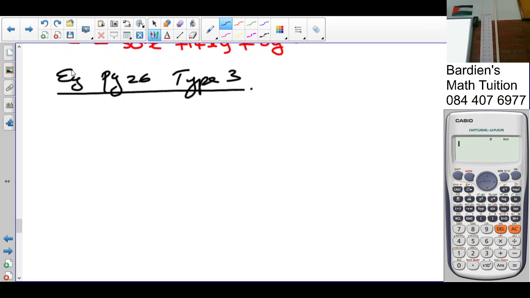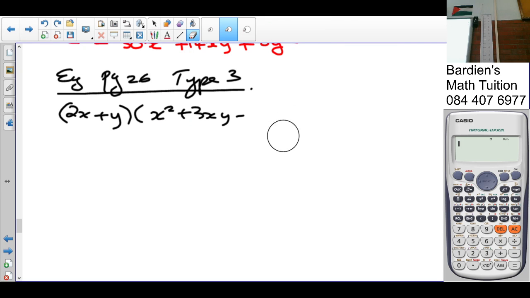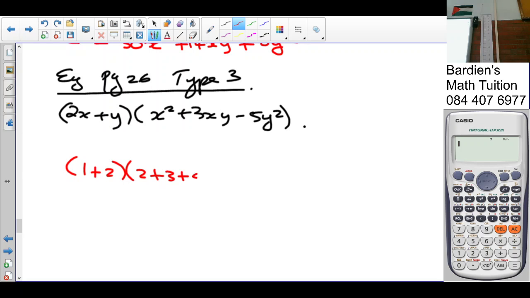Right, so the question again says simplify. And we've got 2x plus y must be multiplied by x squared plus 3xy minus 5y squared. So again, just taking you one step back. If I have 1 plus 2, multiplied by 2 plus 3 plus 4, you'd say that's about the same idea being tested in terms of numbers.